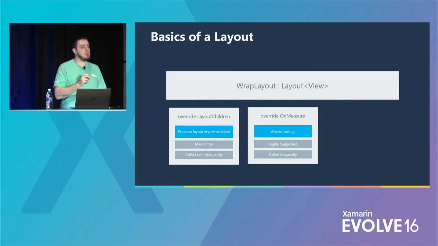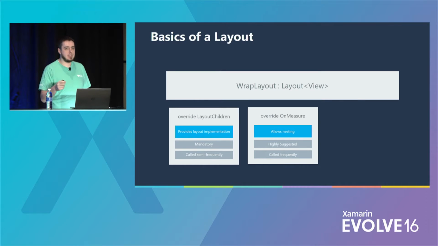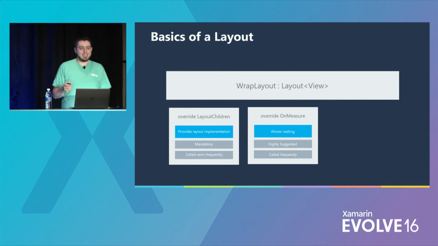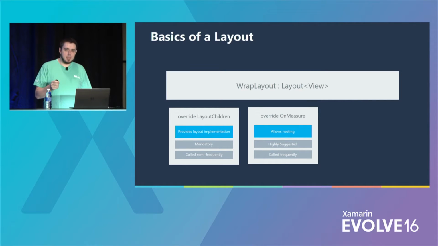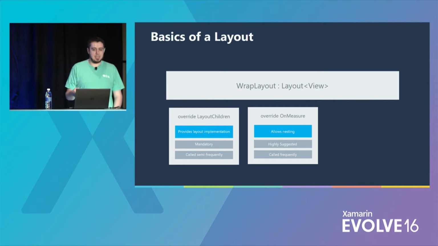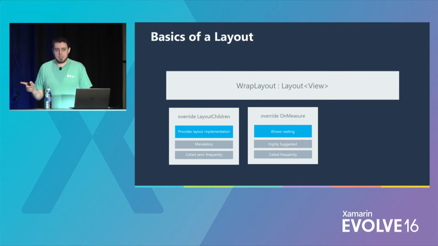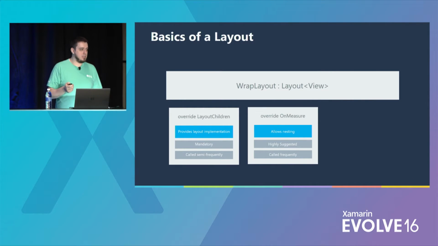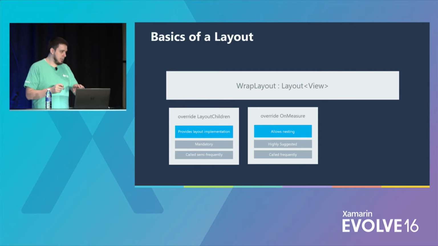OnMeasure allows your view to be nested inside of other layouts. If you don't implement this, chances are your view is going to disappear. It's not, strictly speaking, mandatory. There are ways to get around implementing it. But if you really want to do things right, you're going to have to implement it. And it's called very frequently, which means that, by and large, it's up to you to make sure that this is fast. And if you can take shortcuts in this method, this is the one to do it in.